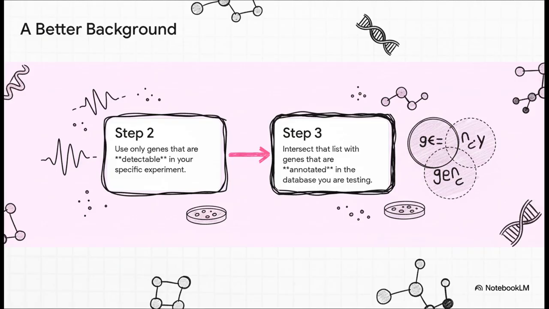First, step 1, you build your background only from the genes that were actually detectable in your experiment. No liver genes in a brain study. Simple. Then, step 2, you filter that list down one more time, keeping only the genes that are actually annotated in the database you're using. That's it. This gives you a background that's relevant, fair, and just plain scientifically honest.